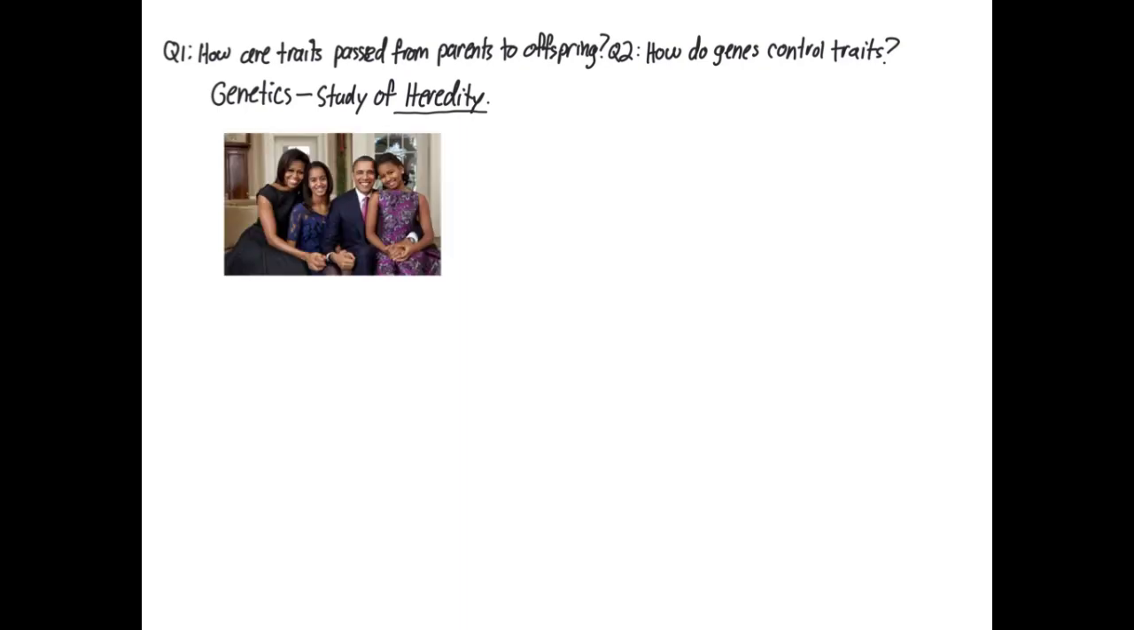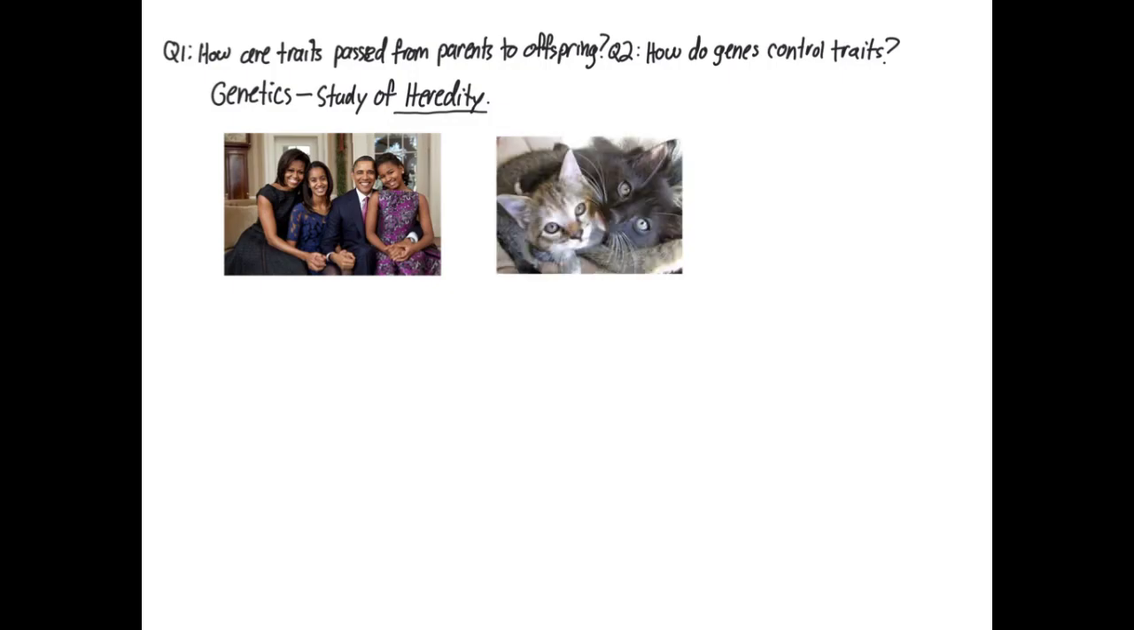But first, let's just start by defining genetics, which is essentially just the study of heredity. So what is heredity? It's essentially the passing on of traits from parents to offspring. For example, traits like hair color and eye color are passed on from parents to their offspring. And we see this in humans as well as in other organisms.